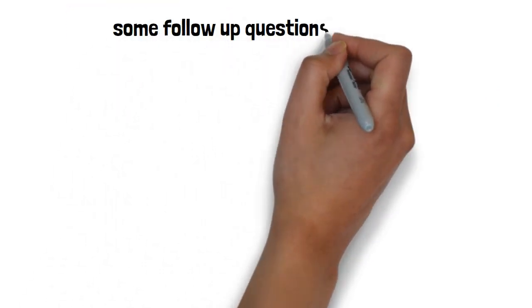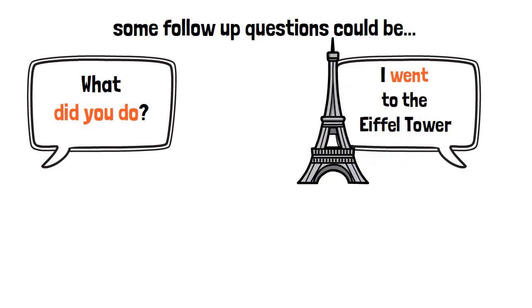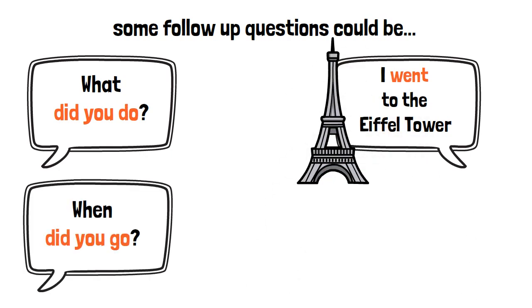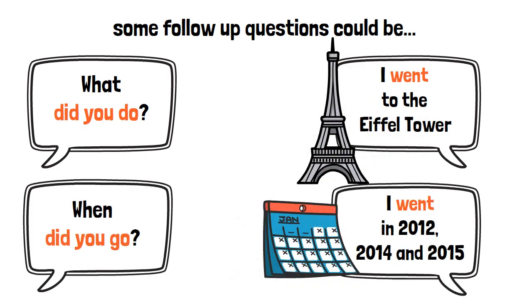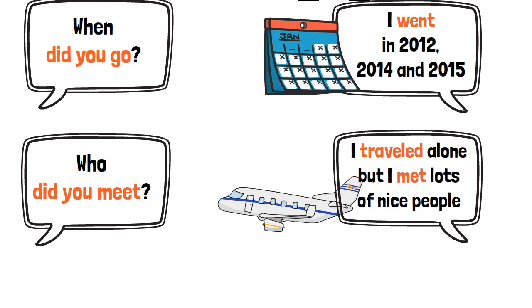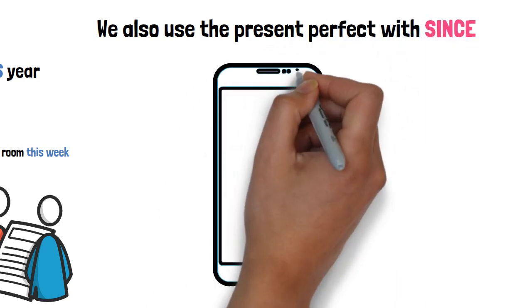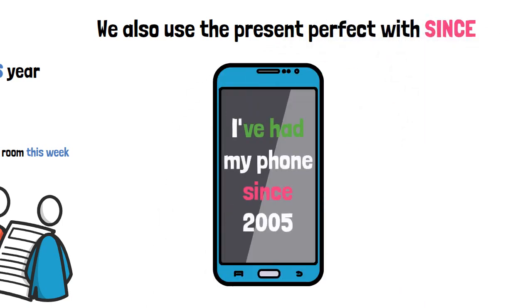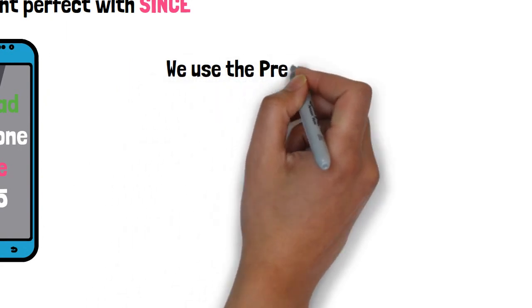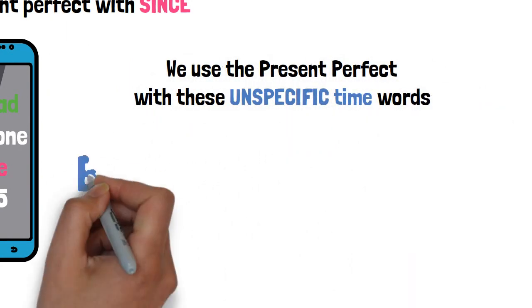Some follow-up questions could be, what did you do? I went to the Eiffel Tower. When did you go? I went in 2012, 2014, and 2015. Who did you meet? I traveled alone, but I met lots of nice people. We also use the present perfect with since. I've had my phone since 2005. We use the present perfect with these unspecific time words.